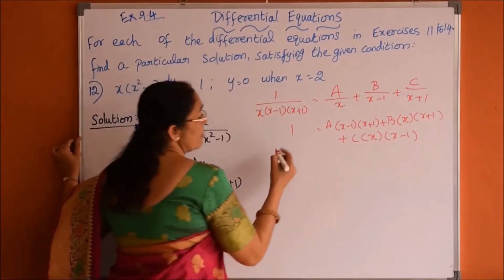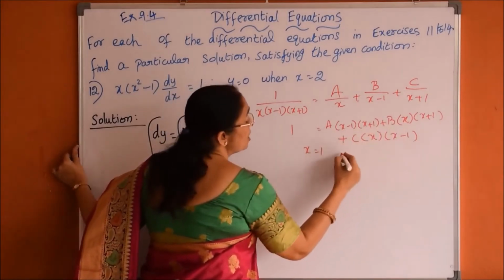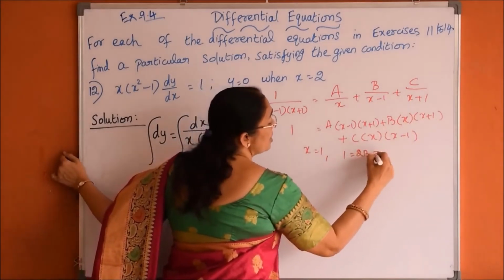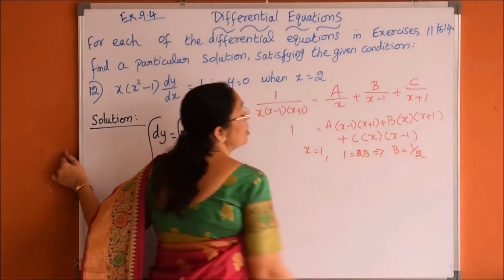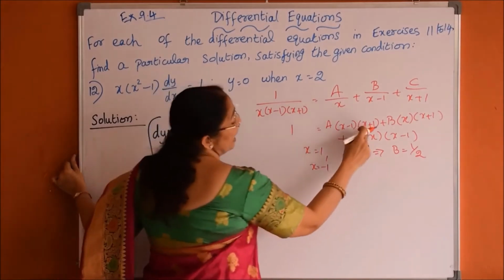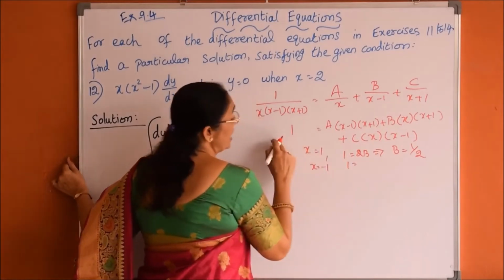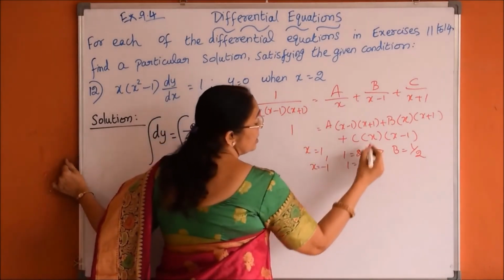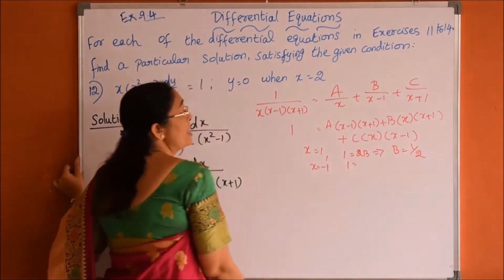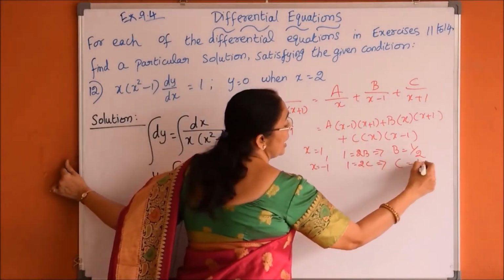To get the A, B, C values, substitute x = 1. The A term will become 0 and the C term will become 0. We will get 1 = 1 × 2 × B, which implies B = 1/2. Now substituting x = −1, the A term will become 0 and the B term will become 0, and we get the C term. 1 = C × (−1) × (−2), so 2C = 1, and C is again 1/2.